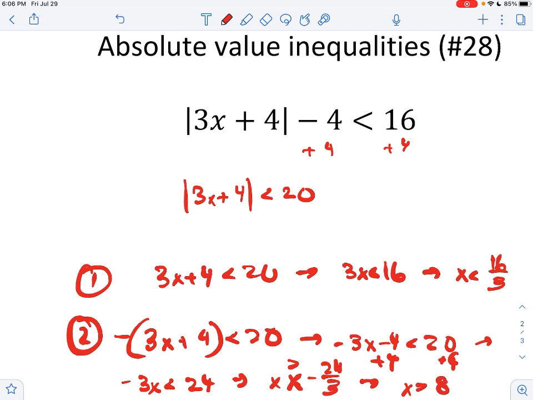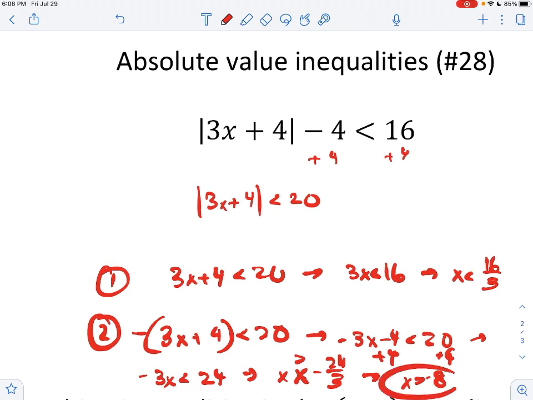Okay? X is greater than negative 8. So that's how you do this problem. X is greater than negative 8. X is less than 16 over 3.